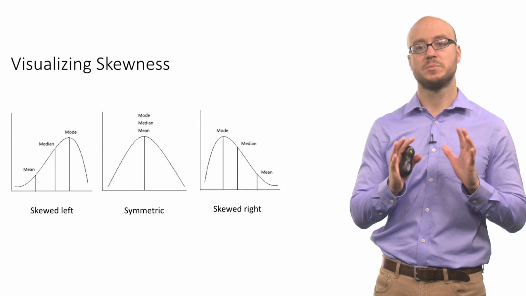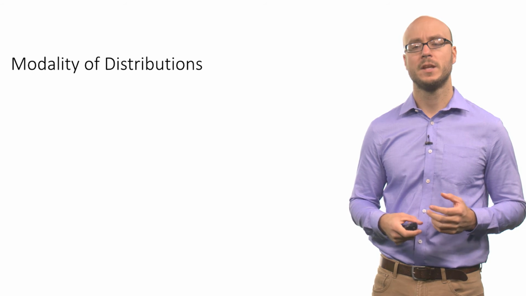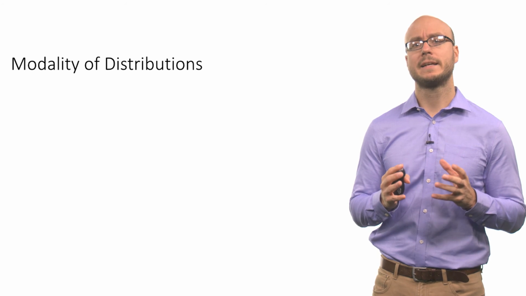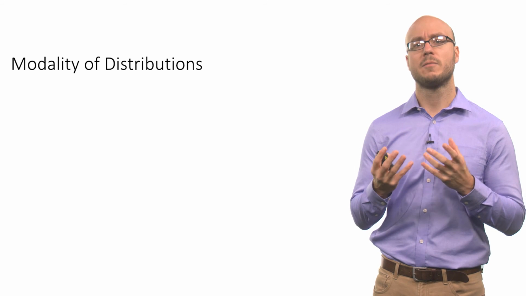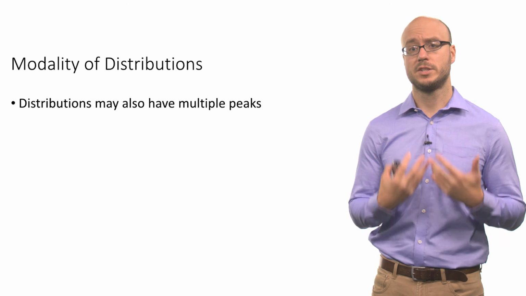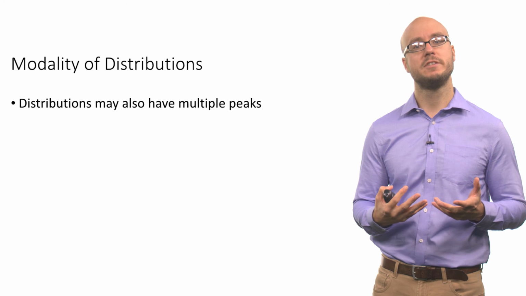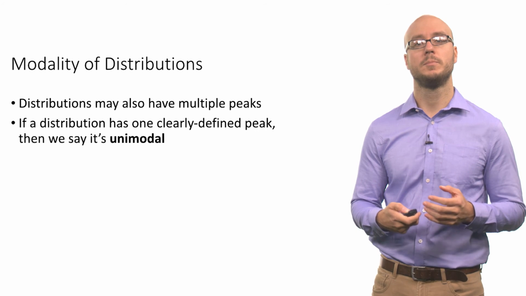So we like to talk about a distribution as being skewed left, skewed right, or symmetric. In a similar way, we like to talk about the different modalities of distributions. In the case when we're just talking about skewness, we were looking at distributions that all had one peak. But what happens if a distribution has multiple peaks?